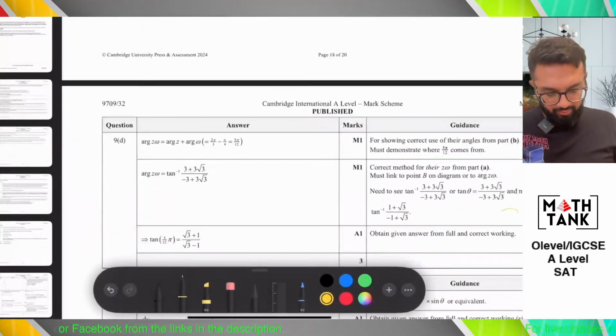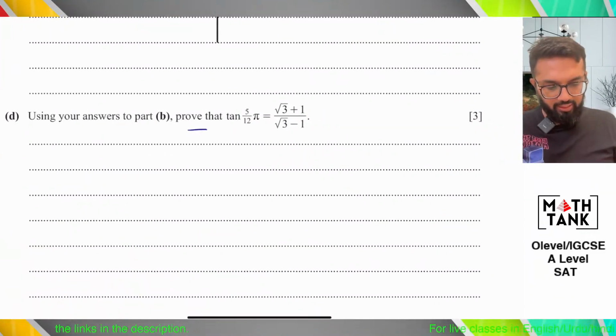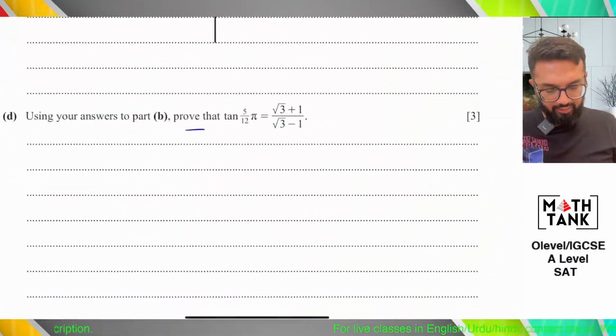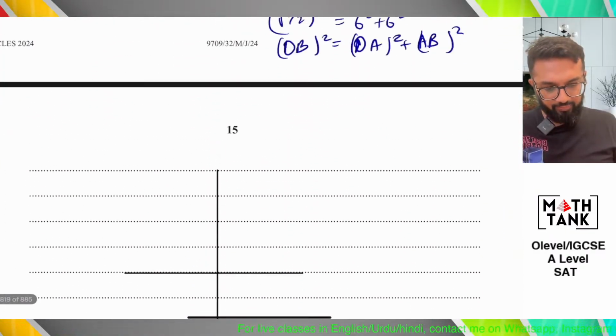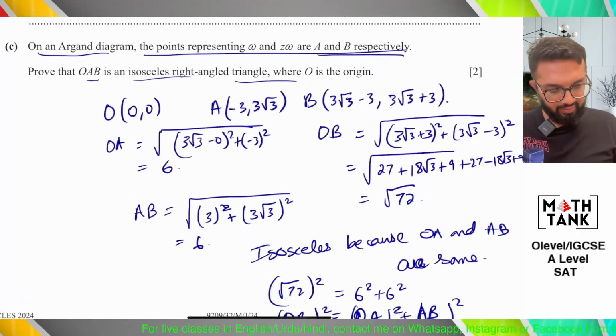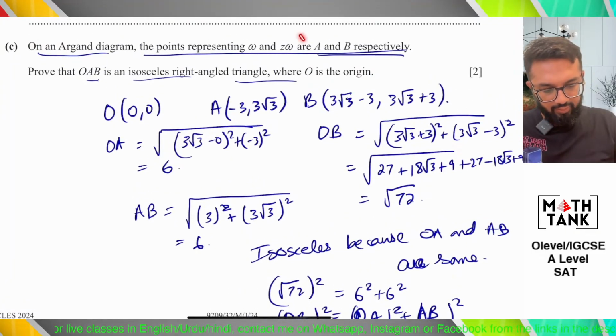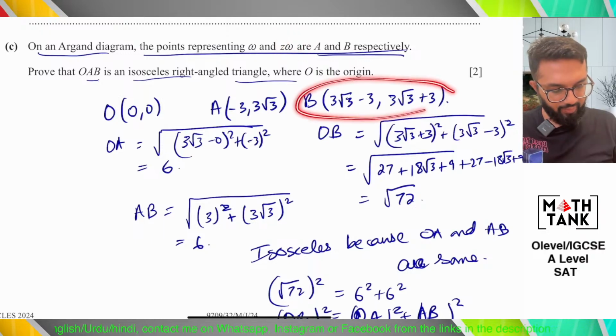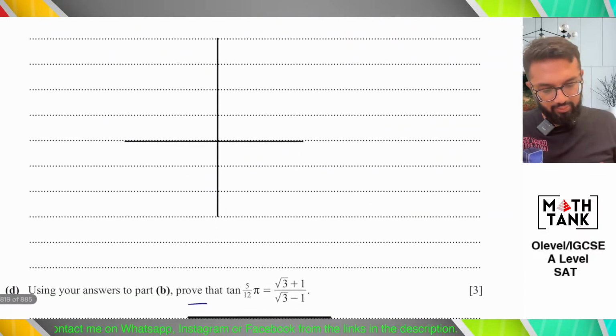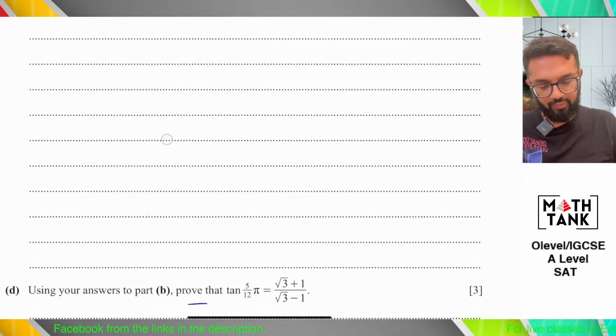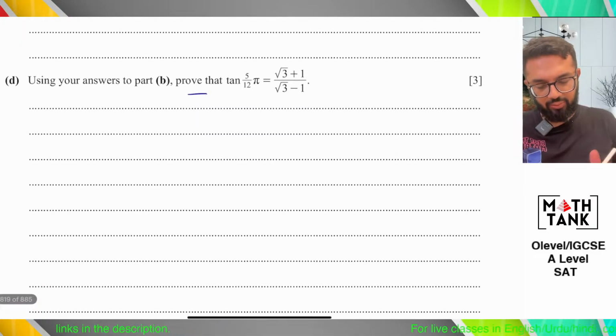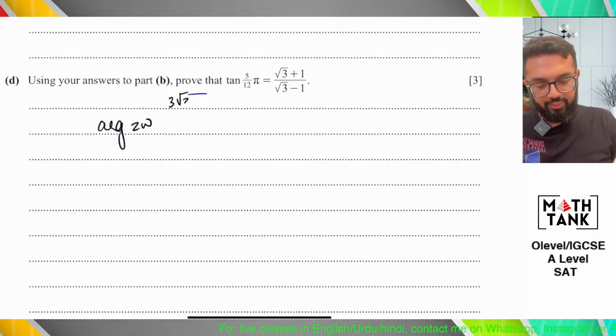Okay. Yeah, I think it's related to the idea that this 5 over 12 pi is basically the argument of ZW. If I were to find the argument of ZW, I would see that that's 5 pi over 12, because that's the only thing remaining in this question. I found out all of the arguments. Argument of ZW. So ZW was 3 root 3 minus 3 and 3 root 3 plus 3, right?